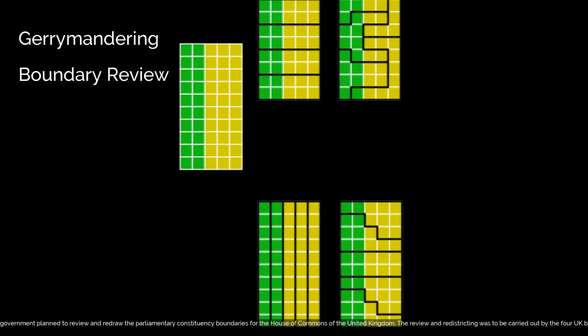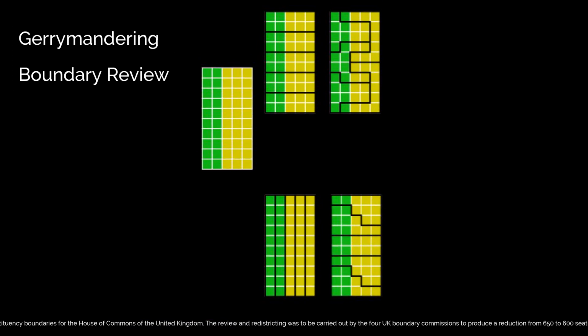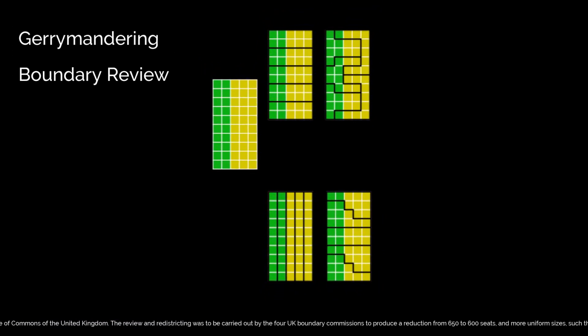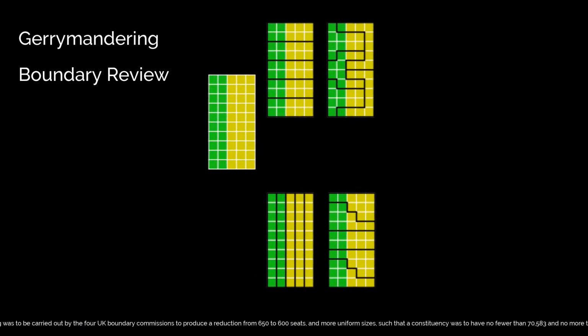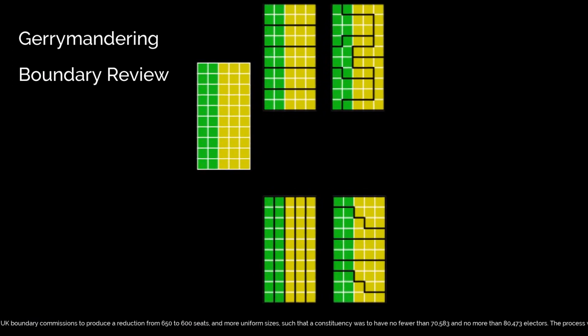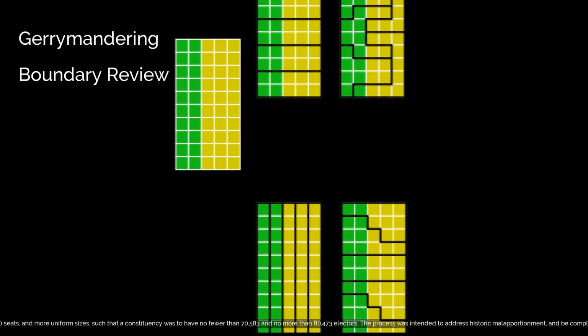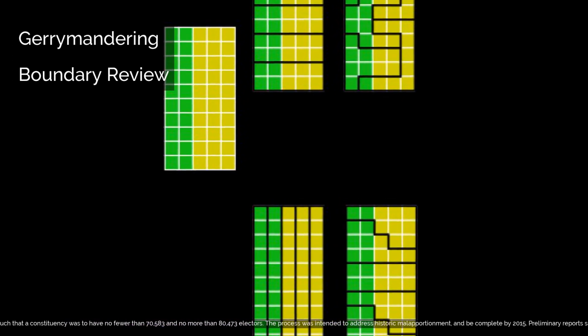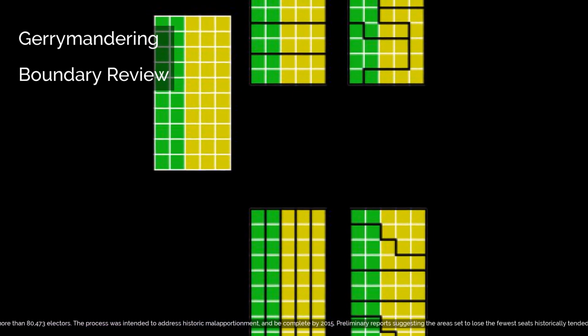The review and redistricting was to be carried out by the 4 UK boundary commissions to produce a reduction from 650 to 600 seats, and more uniform sizes, such that a constituency was to have no fewer than 70,583 and no more than 80,473 electors. The process was intended to address historic malapportionment, and be complete by 2015.